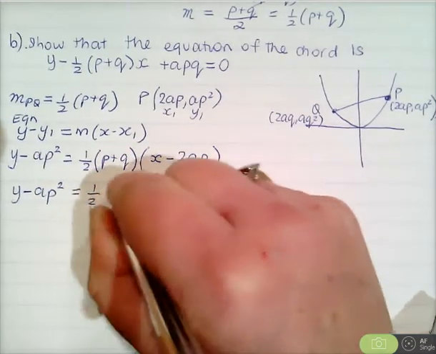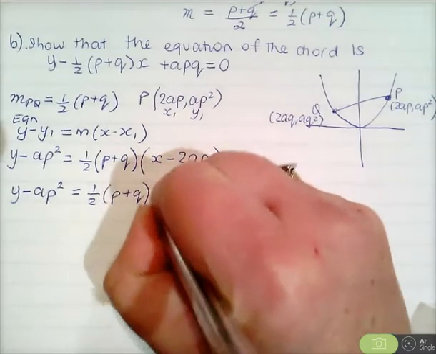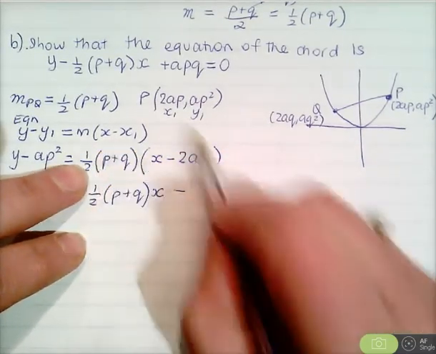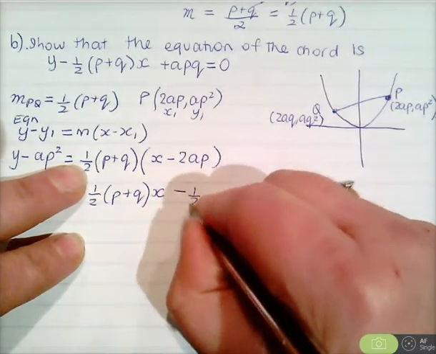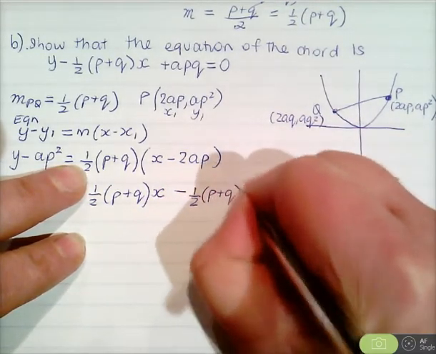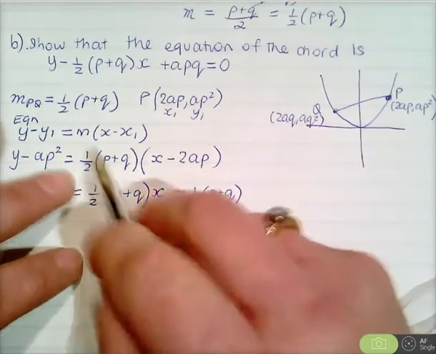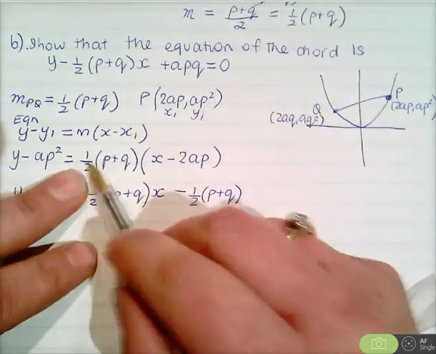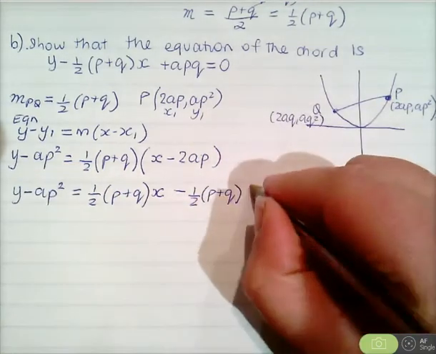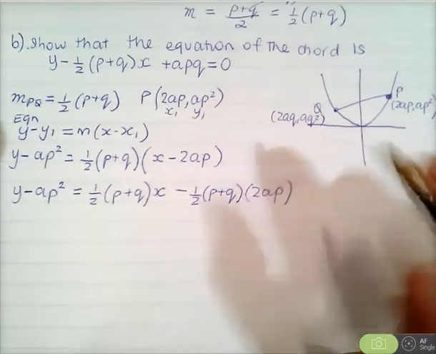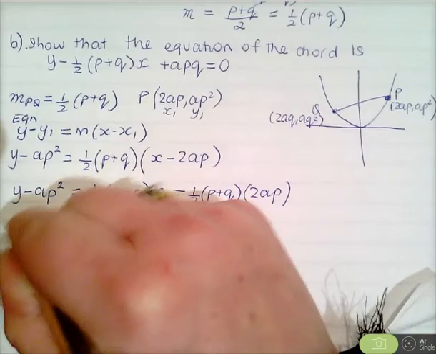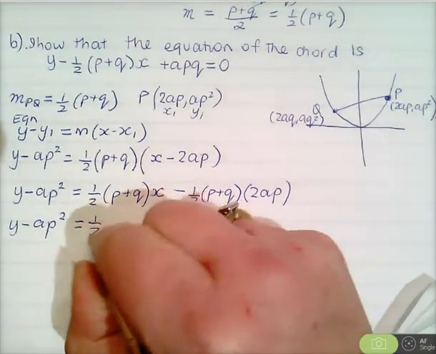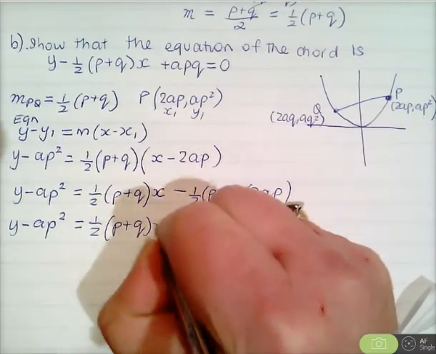So it'll be a half p plus q is being multiplied by the x. Then it's a half p plus q is being multiplied by the 2AP. So again, this is positive and that's negative. That's why I put the minus here. So it's a half p plus q being multiplied by the 2AP. Okay, so I've got y minus AP squared is a half bracket p plus qx.